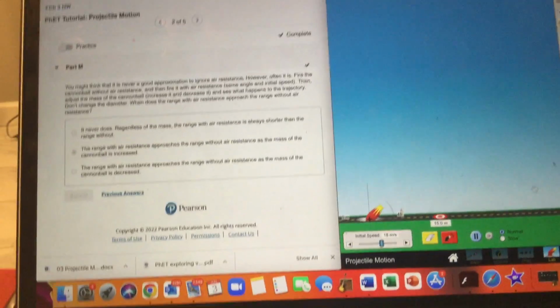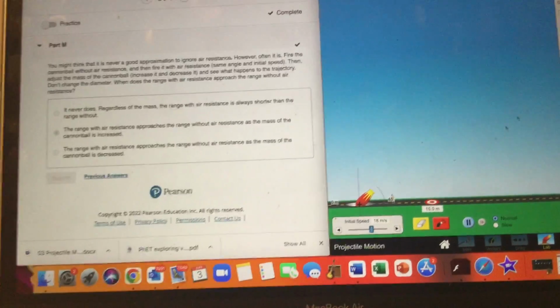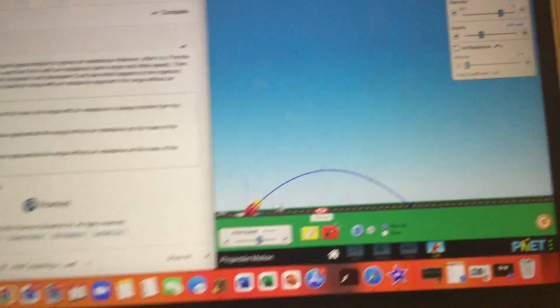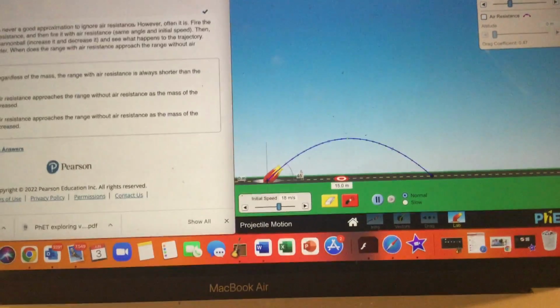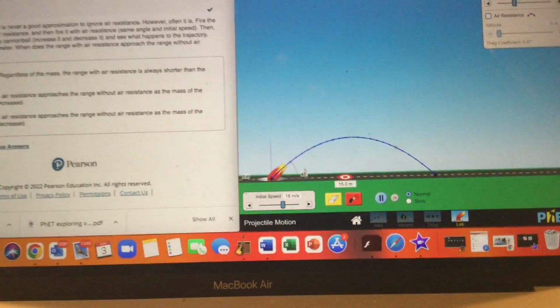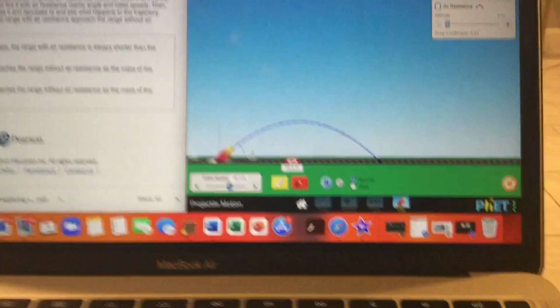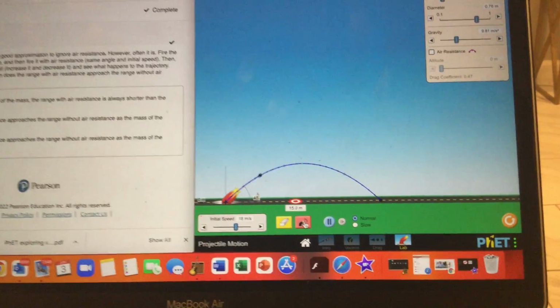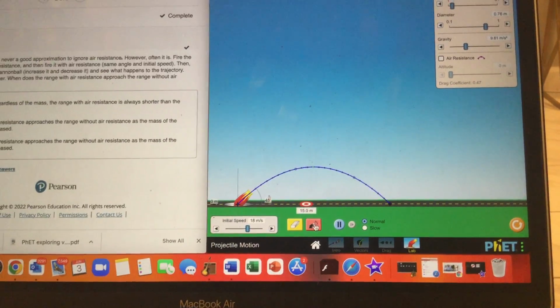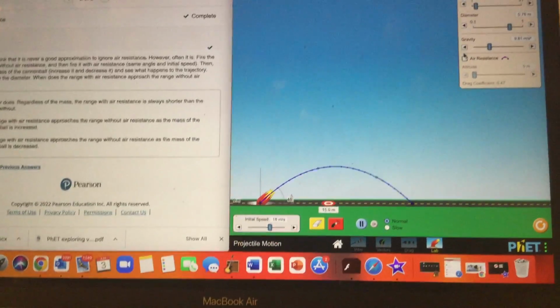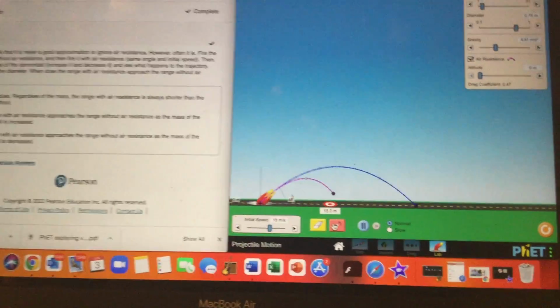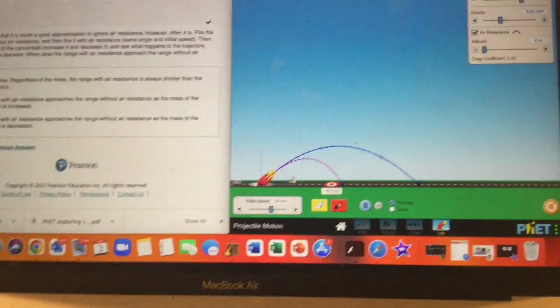So what we're comparing to is without air resistance. So we'll do one without air resistance at a constant speed. And then we'll change the mass. We'll start at a really low mass. And we'll do a trial. This is with a low mass. Oh shoot, we didn't turn air resistance on. So we'll turn air resistance back on. This is with a low mass. See that trajectory and range is lower.